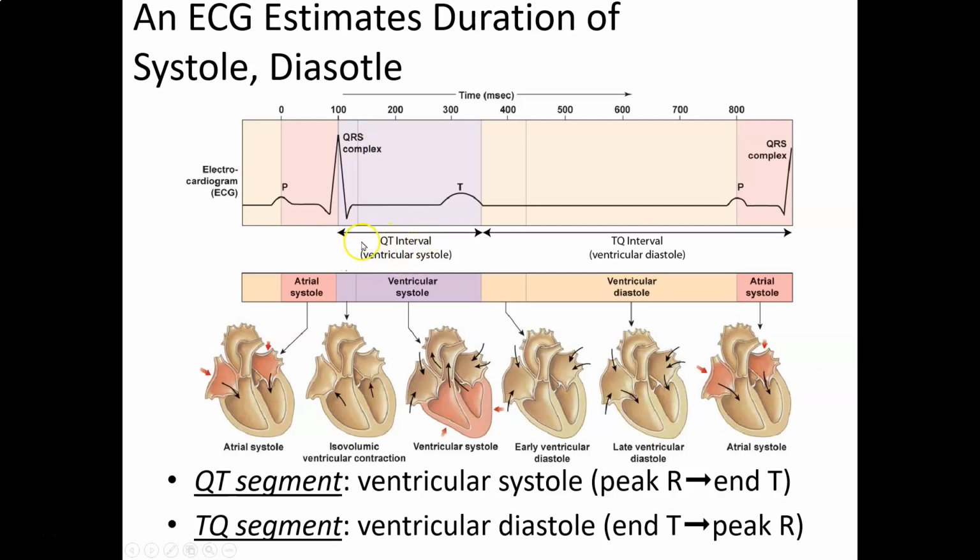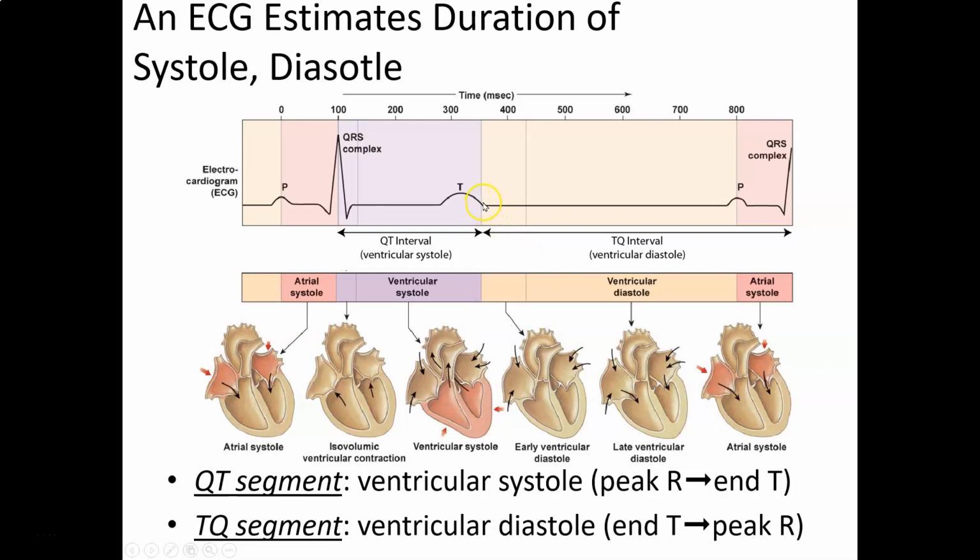heart is contracting, and it's best measured as the peak of R. Again, it's the peak of R because we can't measure when the electricity starts because it's the electricity that causes the contraction, and we want to measure the contraction itself. So we measure from the peak of R to the end of T. So it's called the QT interval, and it corresponds to ventricular systole.